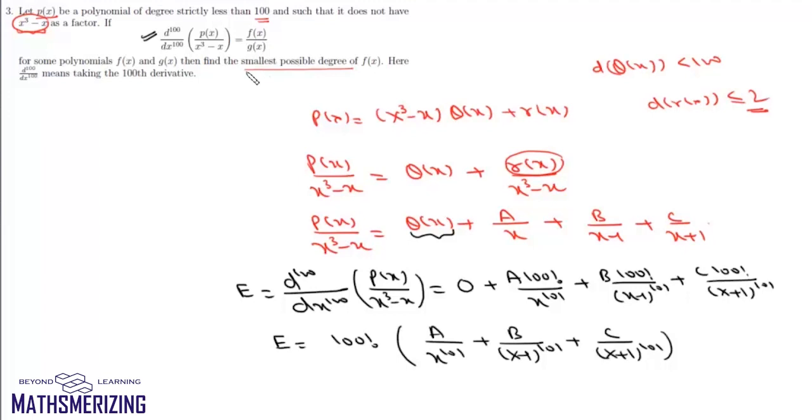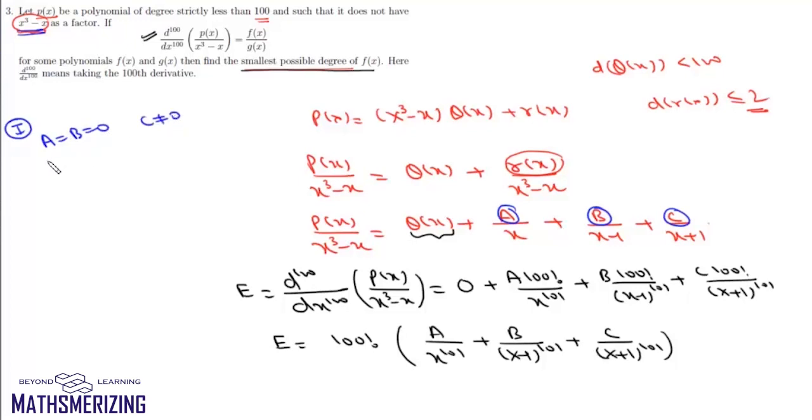Now we need to find the smallest possible degree of f(x). Now a, b, c, all of them cannot be simultaneously 0, because in that case this p(x) will be divisible by x cube minus x. And the question says x cube minus x is not a factor of p(x). So all these three a, b, c cannot be 0. Then we have two different cases. Case 1: suppose two of them are 0, and say the third one is non-zero.